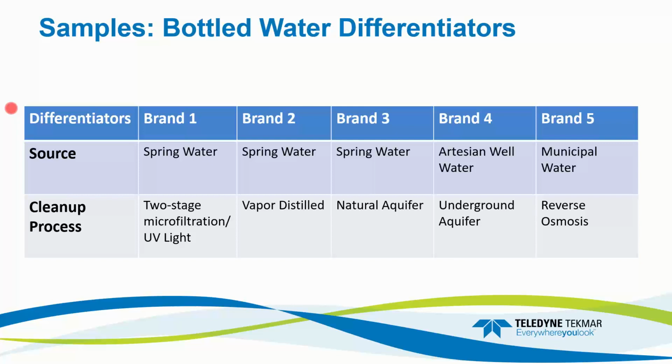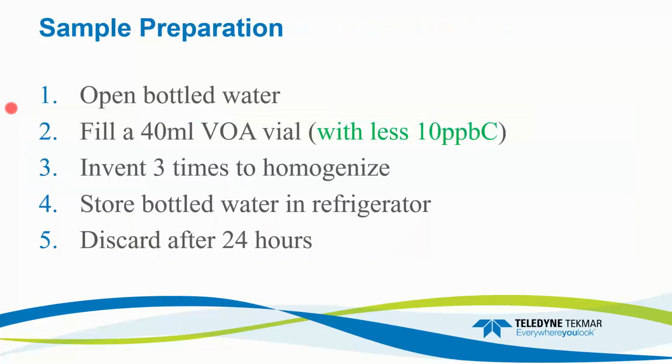So let's see what we needed to do here for sample prep. What we wanted to do was open the bottle of water first, and fill the 40 ml vial. For this step, we actually chose low-level TOC vials. These TOC vials are certified to less than 10 ppb of carbon. We made sure we inverted 3 times to ensure that we're getting a good homogeneous mixture of the water coming out. Obviously, it's bottled water. Then we stored the water in the refrigerator, and then we got rid of it after 24 hours of sampling.